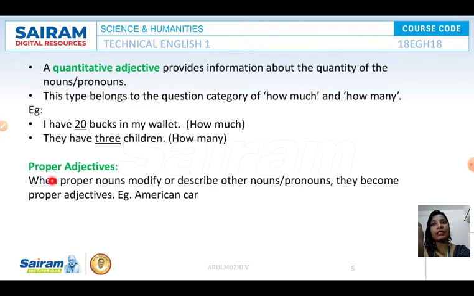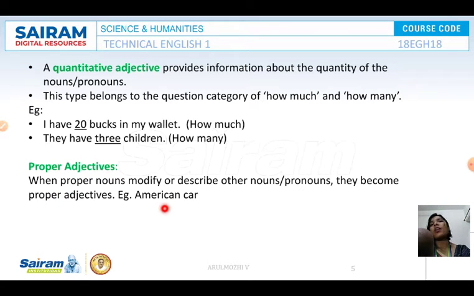What is a proper adjective? Before knowing proper adjective, we'll have to know what is a proper noun. What is a proper noun then? Proper noun is a name of a specific place, country, person, or a bird, or anything. So when a name of a proper noun describes or modifies another noun, that becomes proper adjective.